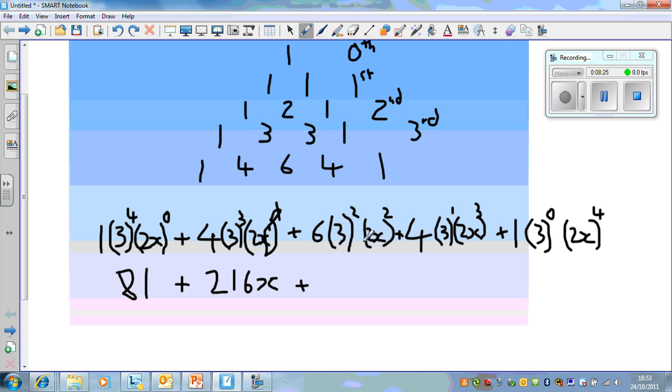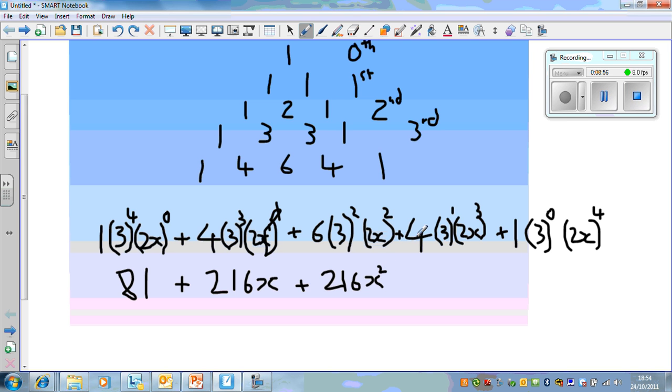Right, now this is where it starts getting a bit fiddly. 6 lots of 3 squared is 6 lots of 9. 6 lots of 9 is 54. Now we've got 54 multiplied by 2 squared, 4. So 54 times 4 is going to be 216 as well. Now notice that it's the same number as the coefficient of x. Pure coincidence. Just pure coincidence, this. Now I've also got x squared there, so there we go.